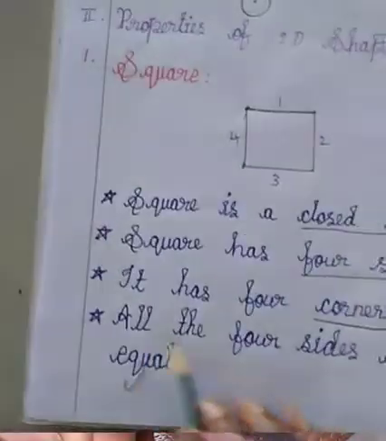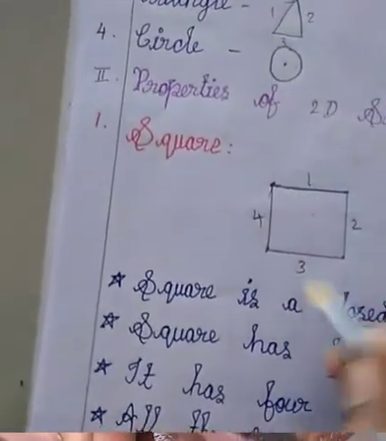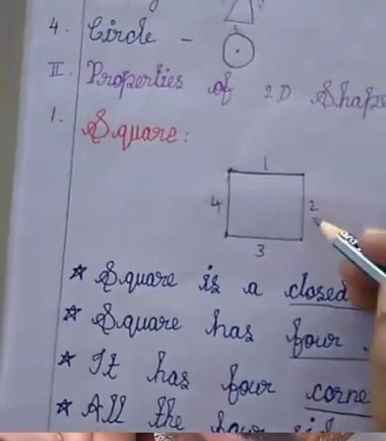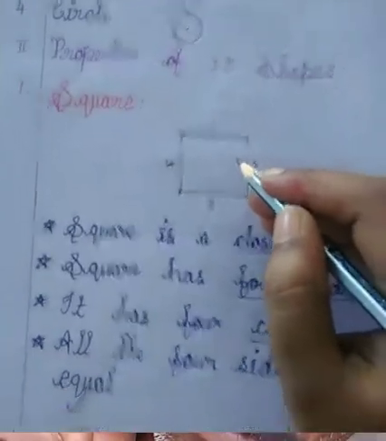See the last point: all the four sides are equal. See the square, 1 2 3 4. There are four sides in a square. All the four sides are equal. This is called a square.